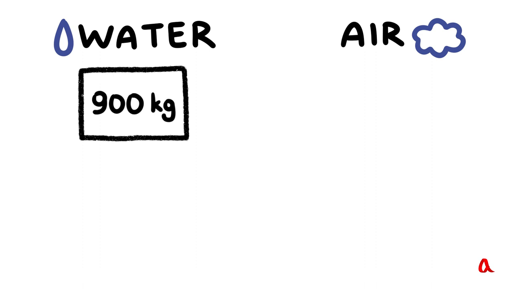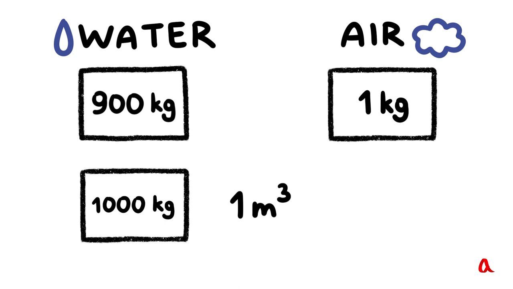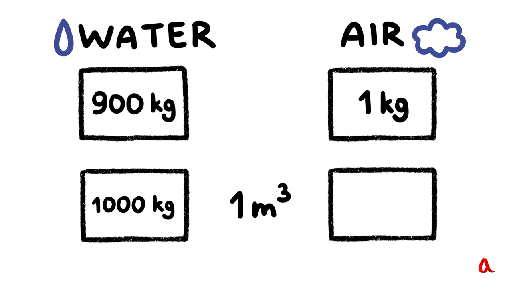Let's take 900 kilos of water. The same volume of air weighs 1 kilo. We know that 1 cubic meter of water weighs 1,000 kilos. According to our data, 1 cubic meter of air weighs 900 times less, that is 1.1 kilos. More precise measurements show that ambient air density at normal atmospheric pressure is 1.2 kilos per cubic meter.